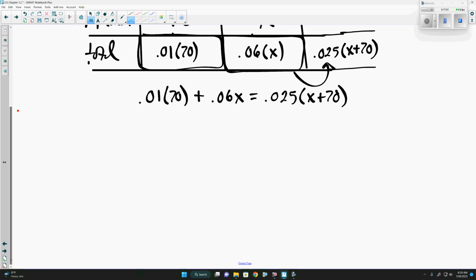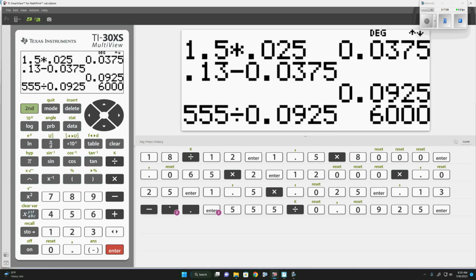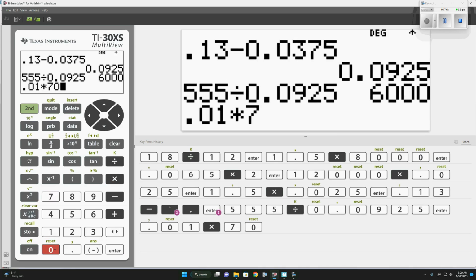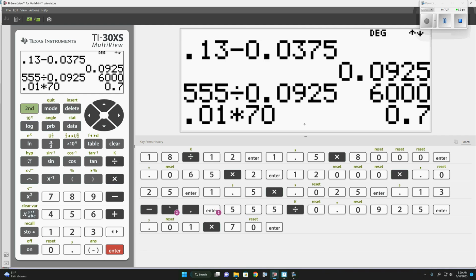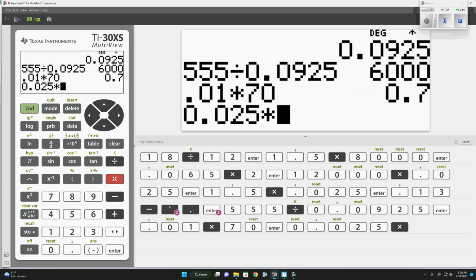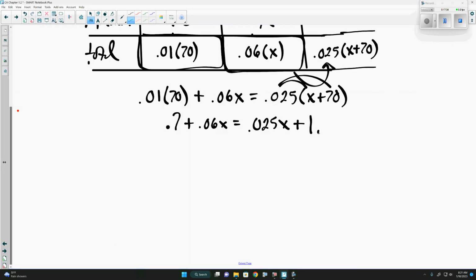And we can multiply these together. 0.01 times 70, really just moving the decimal over, is 0.7. So we have 0.7 plus 0.06x is equal to, so we can distribute this here. Well, we get 0.025x plus, pull the calculator up, 0.025 times 70 is 1.75.